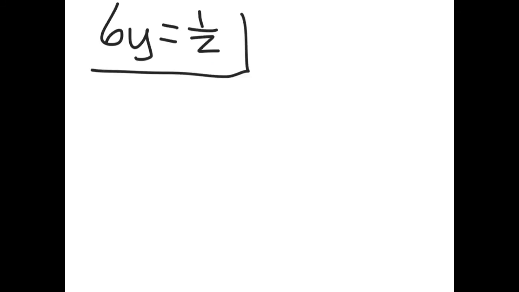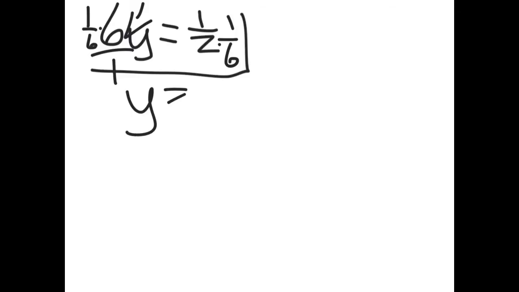Just like in the last problem that we went over, you find the reciprocal of your first number, and so the reciprocal of 6 over 1 is 1 over 6. So you multiply that on both sides, and then you multiply. So this one would become y, the answer would be y, and it crosses out, and then this one would equal 1 over 12. So the answer is y equals 1/12.